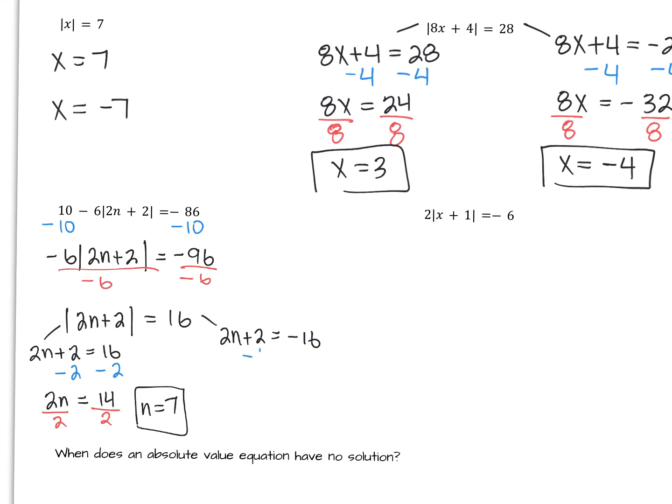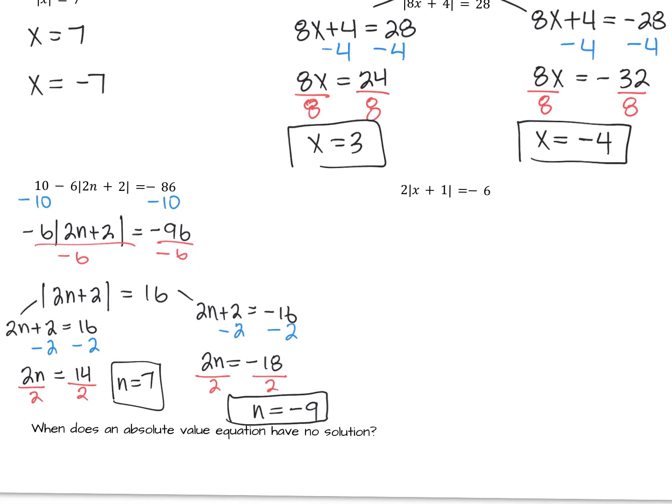My second equation, I'm going to subtract 2 from both sides. Get 2n = -18. Then I'm going to divide by 2. And I'm going to get n = -9. So again, just like the previous example, I see that I didn't get the same number, one positive, one negative.